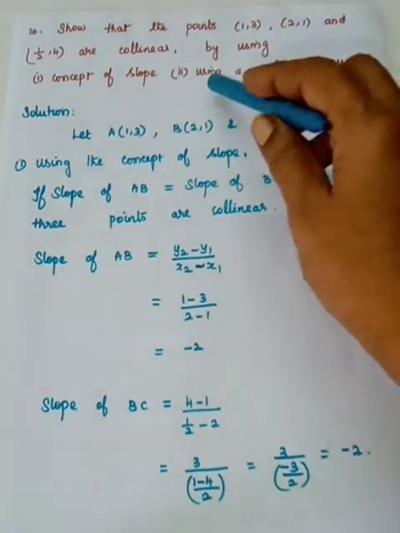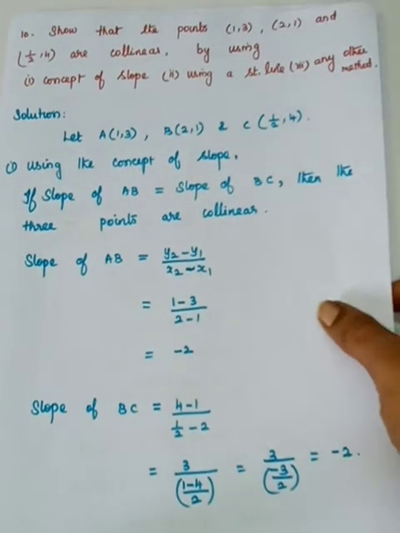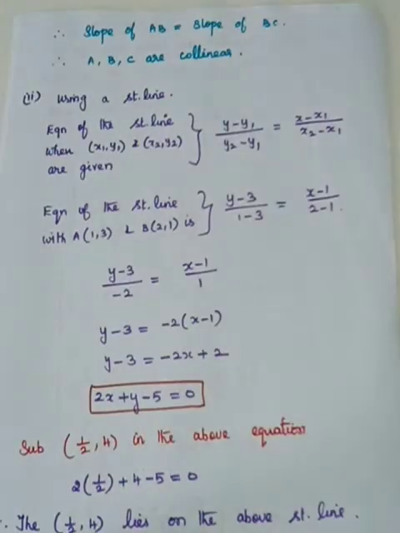And the second subdivision, using a straight line. So what do we have to do? We have to prove the 3 points lie on the same line. Using any 2 points, we form the straight line. If we substitute the third point in the equation of the line and the equation is satisfied, the third point also lies on the same line. So all the 3 points lie on the same line, therefore they are collinear. So, using the concept of straight line.